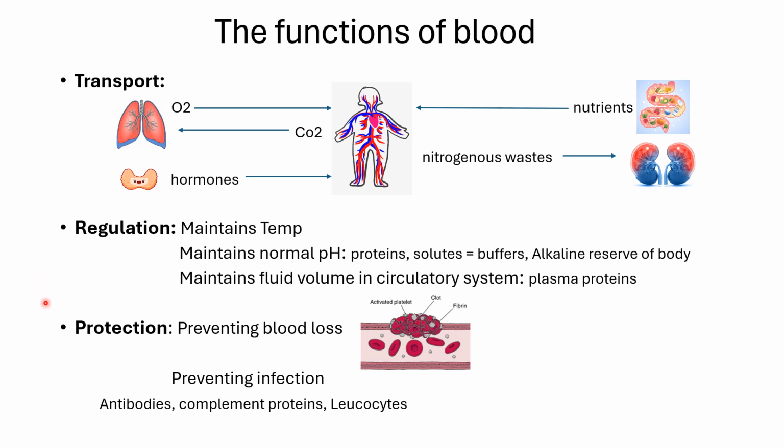Then blood also helps in protection. It prevents blood loss. There are certain substances in the blood. Just consider this: if there is a cut in a vessel, those substances make a clot, right? So in this way, the blood loss is prevented. And then it also helps in preventing infection. In blood, we have antibodies, complement proteins, and leukocytes, which are the white blood cells. All these fight infection.